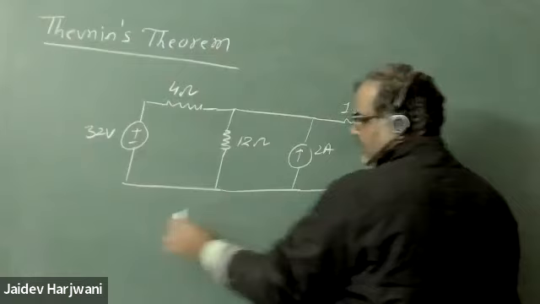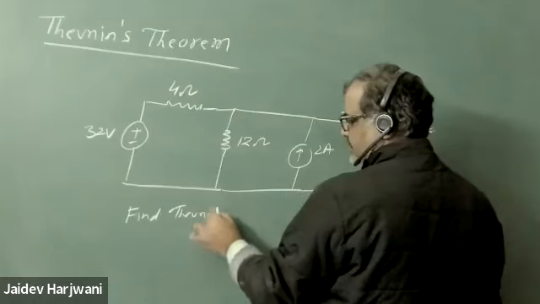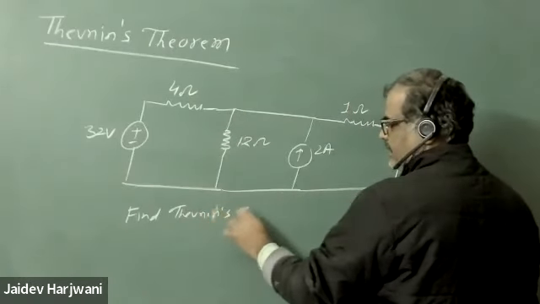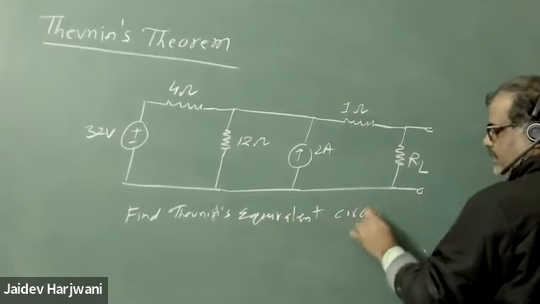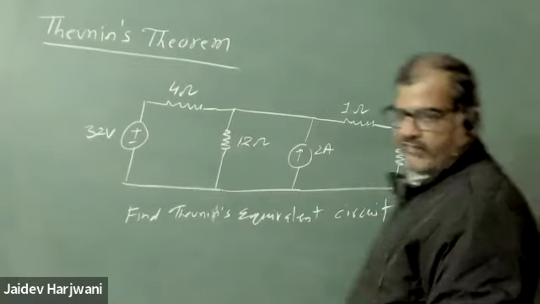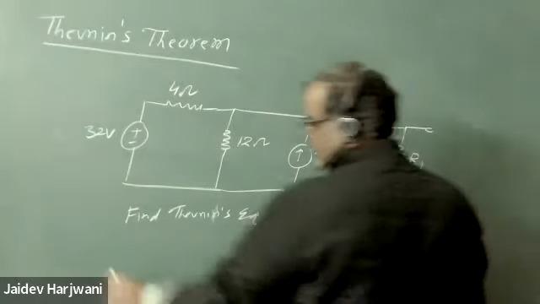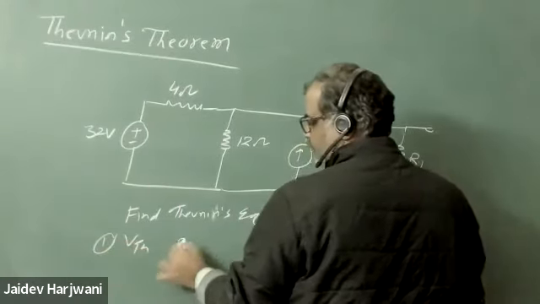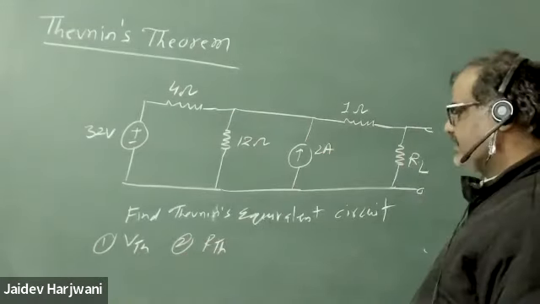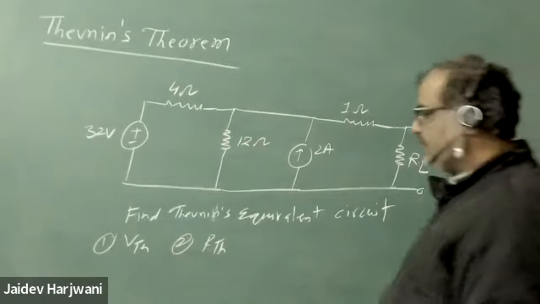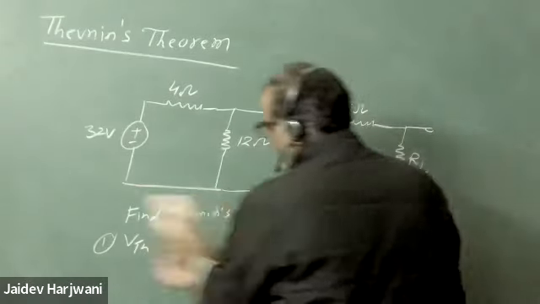So in this circuit, we need to find the Thevenin equivalent circuit. Now, how can I find the Thevenin equivalent circuit? For the Thevenin equivalent circuit, I need two things. Number one, I need VThevenin, and number two, I need RThevenin. First, let us measure RThevenin. So how can I measure RThevenin?